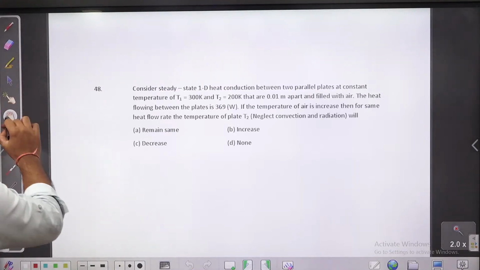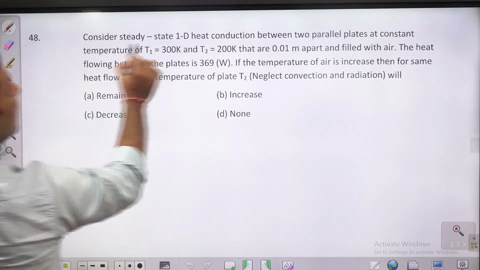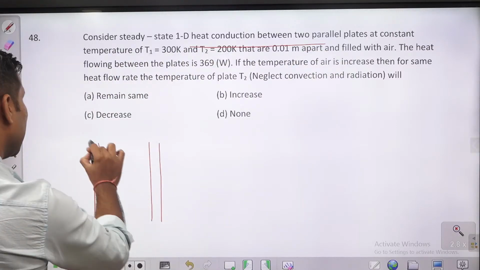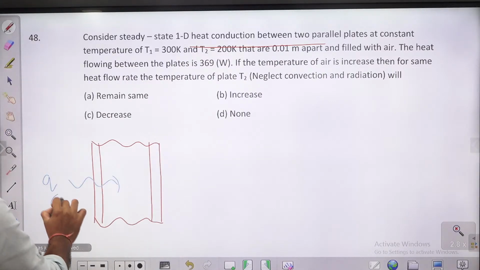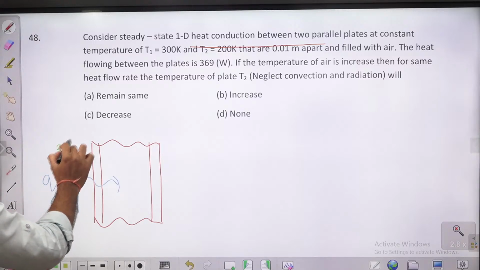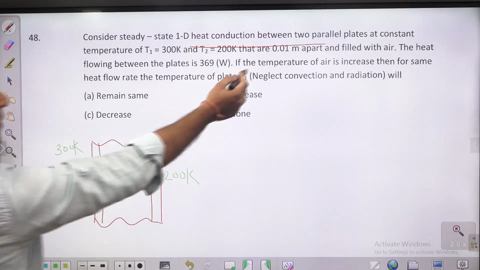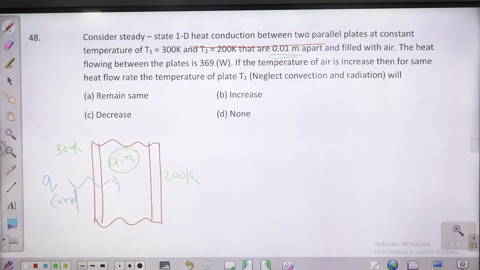Let me read this question for you. This is a slightly different good question. Consider steady state 1D heat conduction between two parallel plates. These are the two parallel plates, children. And he is saying to consider one dimensional heat conduction through them. On one side the temperature is 300 Kelvin, here the temperature is 200 Kelvin. The thickness is also given, they are at this much distance and filled with air. What is between the two? Air. The air is filled between the two layers.